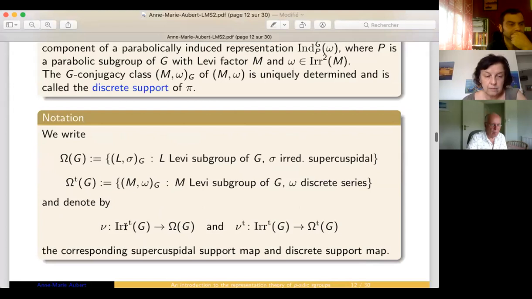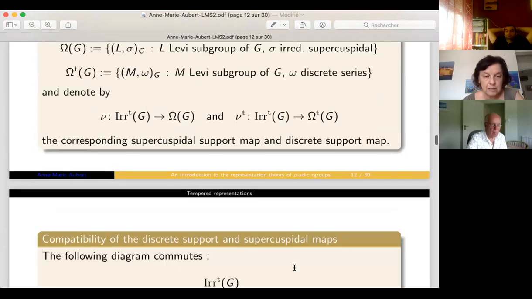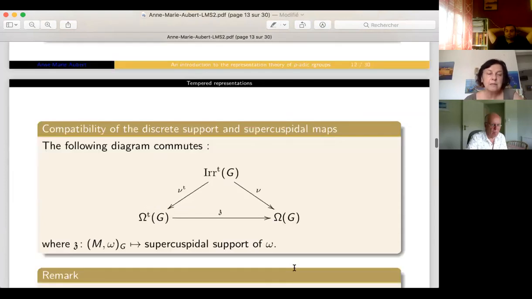And by this theorem and the previous Alexandra theorem from last time, we have two maps. Last time it was for any irreducible smooth representation, and today we are just considering the ones which are unitary. So we have two maps: one which attaches to an irreducible representation a pair in Omega(G), and one which attaches to it a pair in Omega_T(G). And there is a nice relation between those maps, nu and nu_T, which can be written as the following compatibility, saying that this diagram is commutative.